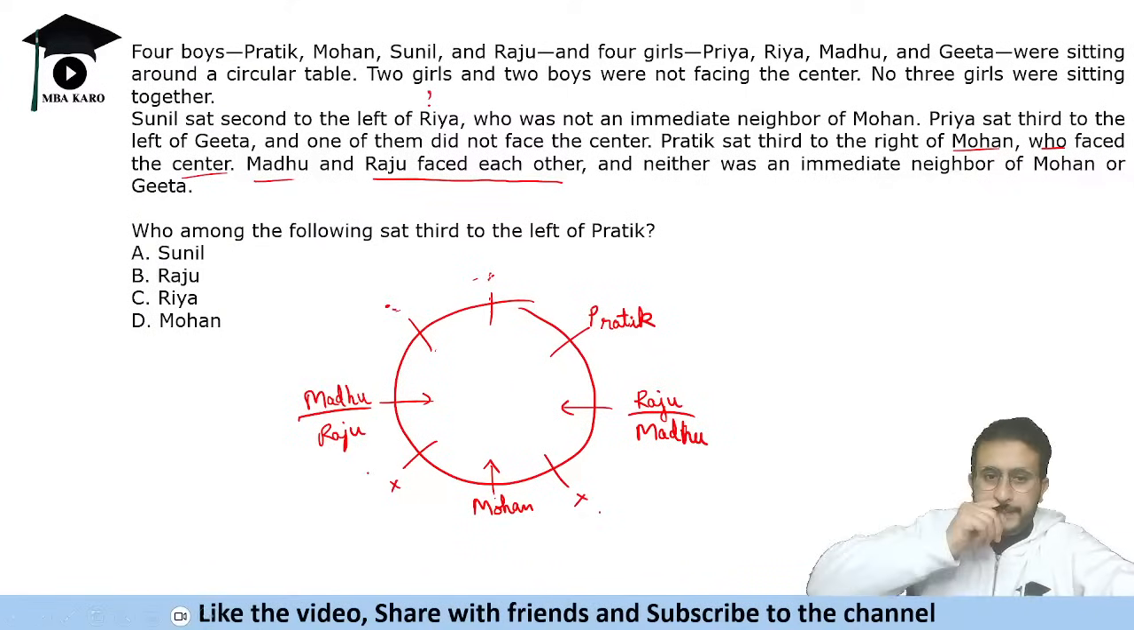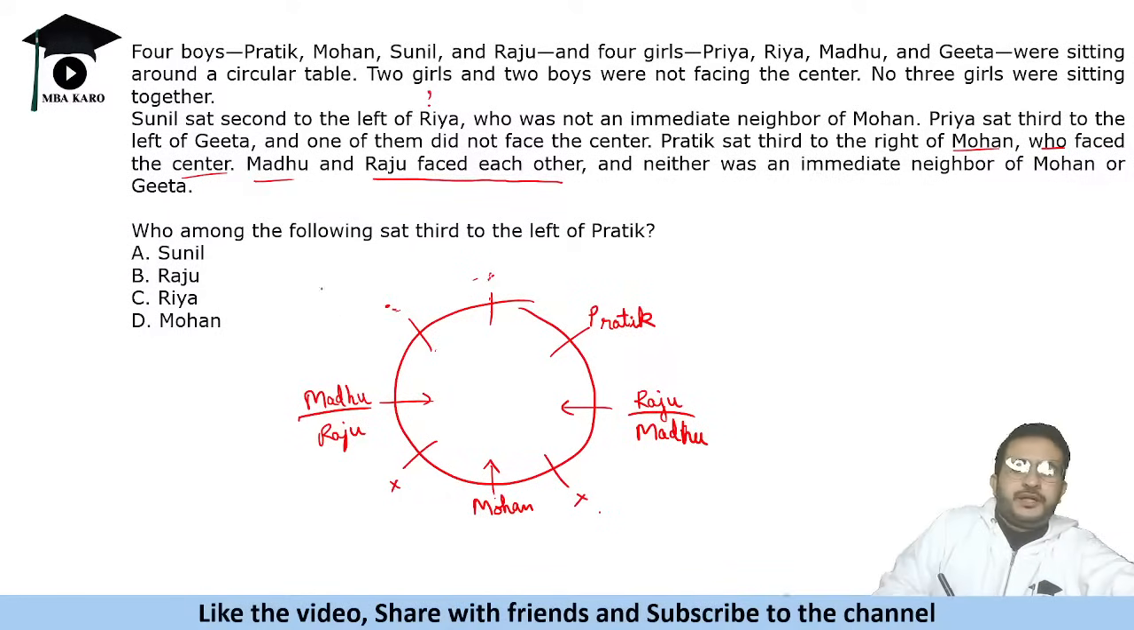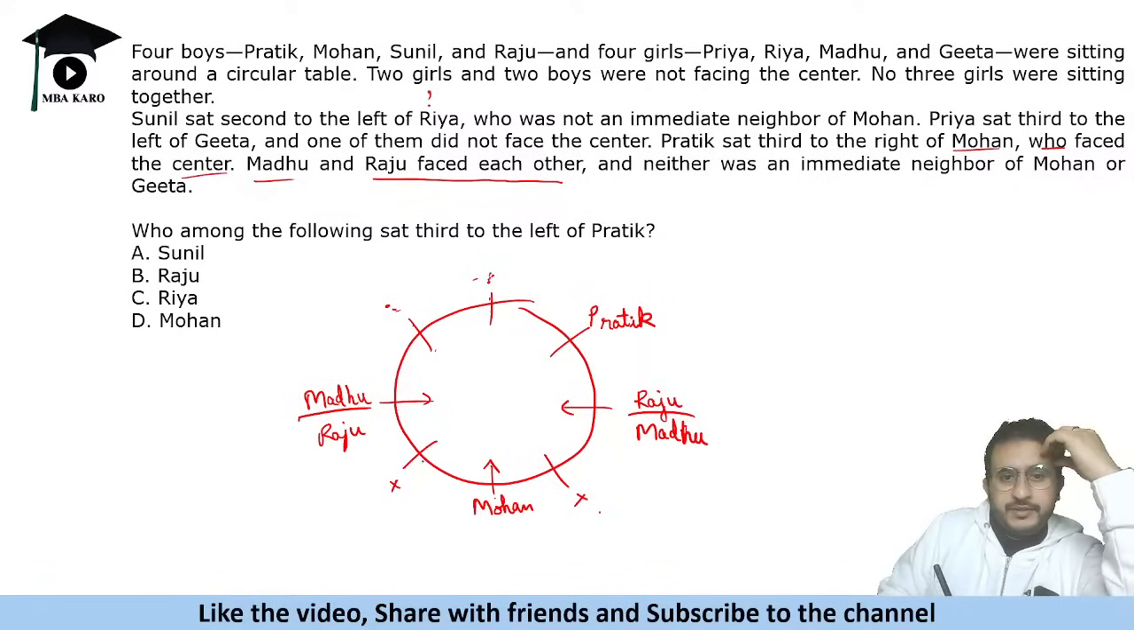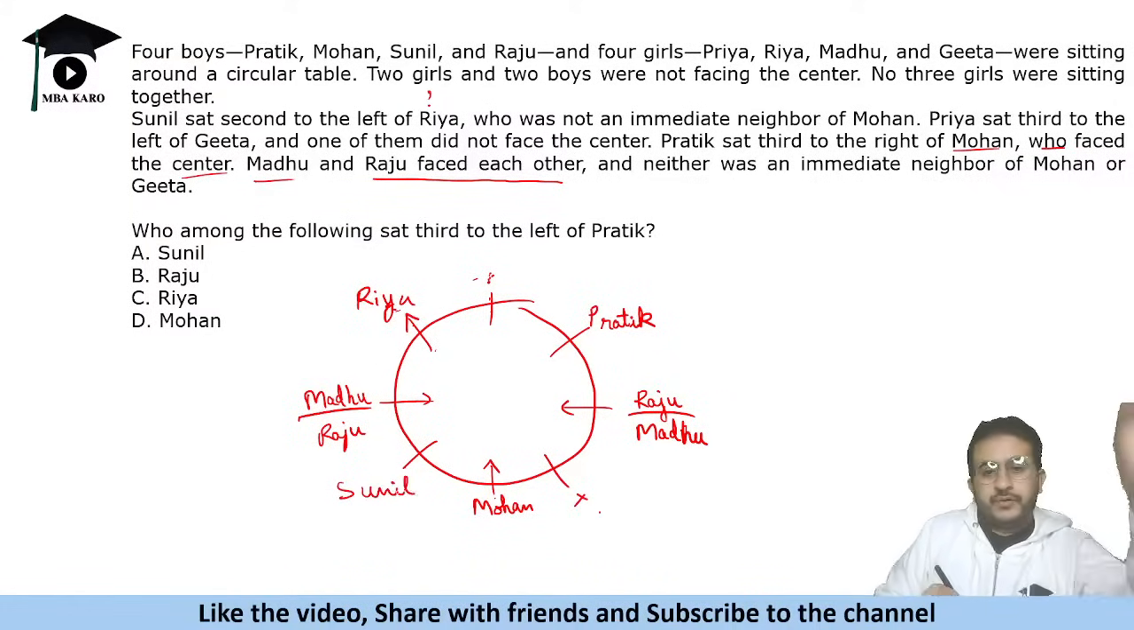Ria and Sunil are not working out. Oh yes, it will work here. Ria is not an immediate neighbor. So if we put Ria here, none of them is possible. So this will be Ria, and Sunil is second to the left of Ria. So Sunil has to be this person. Sunil cannot be this one. And since it is left of Ria, Ria will face outside. Okay, so this is Sunil. Now it is doable.